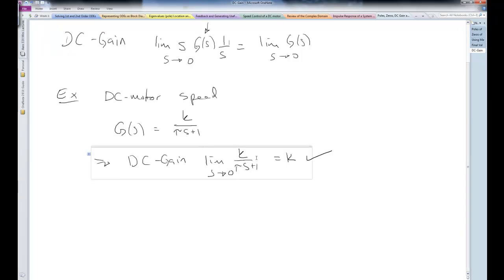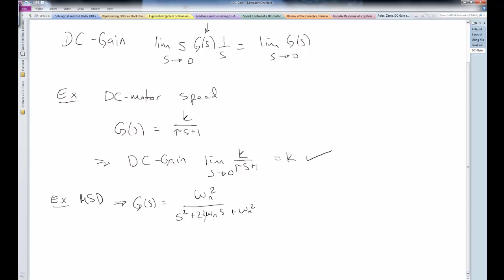Let's use another example. If I have the mass on a spring with damping, then that transfer function we've found to be omega n squared over s squared plus 2 zeta omega n s plus omega n squared. And if I look at the limit of g of s as s goes to 0, I end up with omega n squared all over 0 squared plus 2 zeta omega n 0 plus omega n squared, and that equals 1. So a mass on a spring with damping has a DC gain of 1 if it's scaled properly.